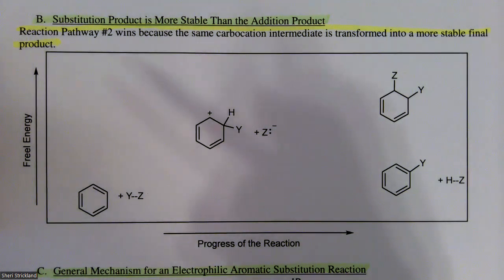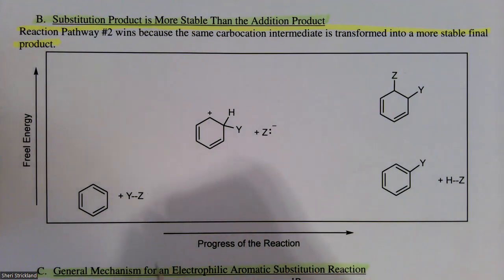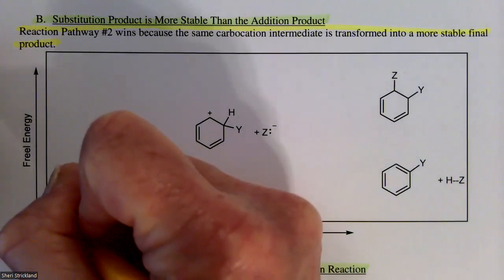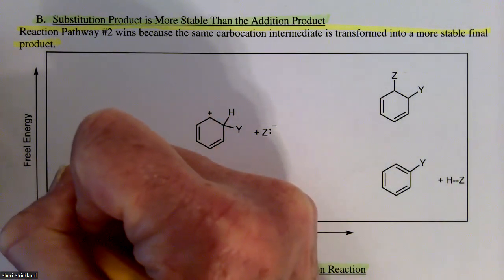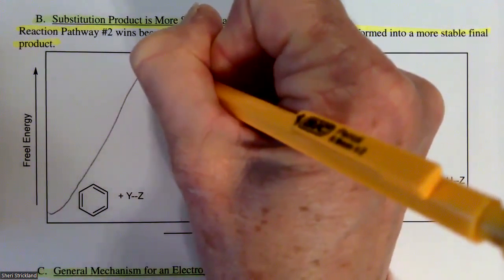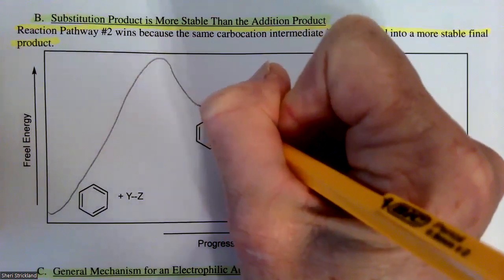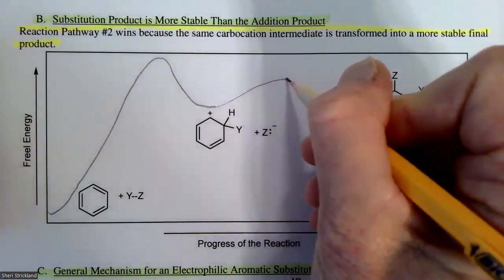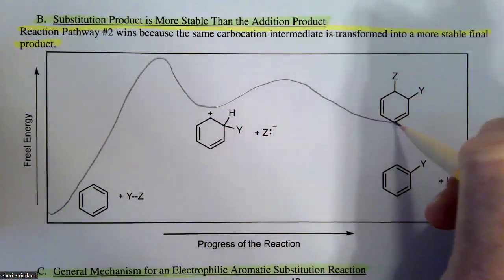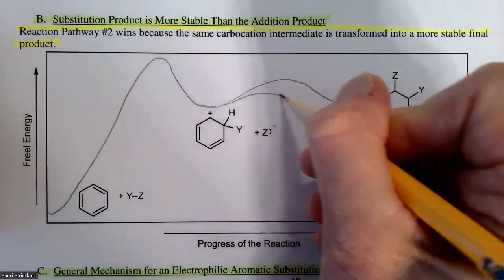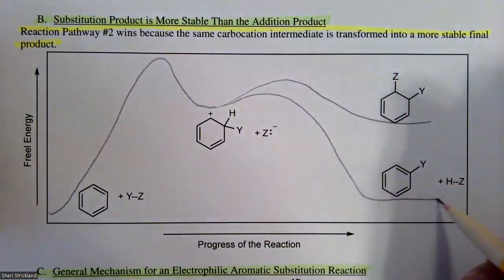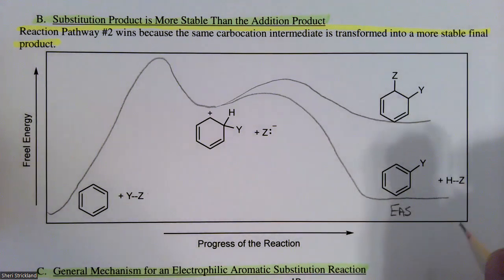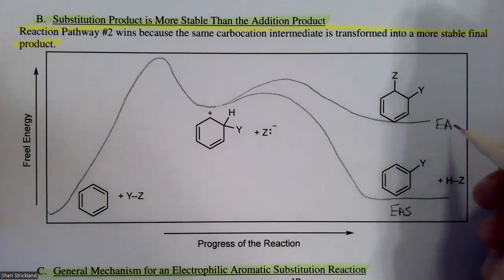So in the first step, we form the same intermediate. We form this carbocation. So if I were going to draw a free energy diagram, then it would go the reactants, some sort of transition state, and then you've got this intermediate form. And then in the second step, we have a choice. We can go there, or we can go there. And this one is the result of electrophilic aromatic substitution. This one will be the result of electrophilic addition.